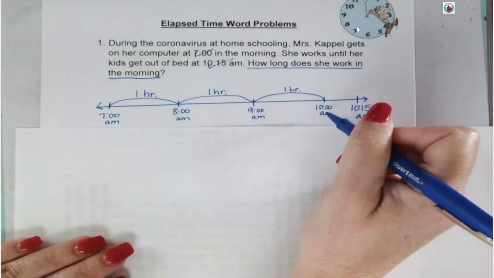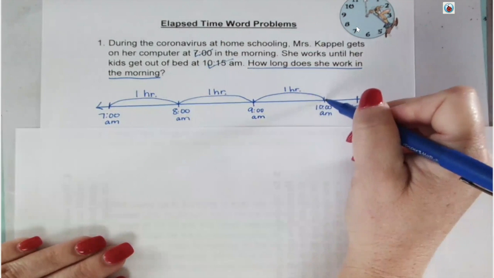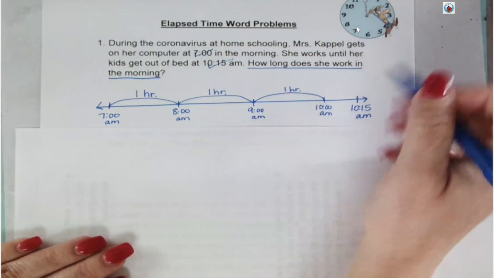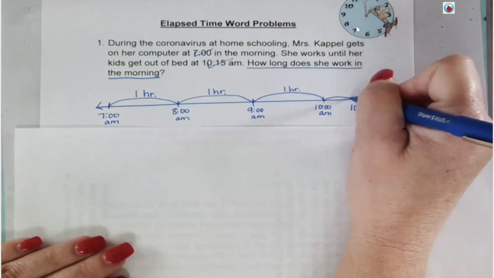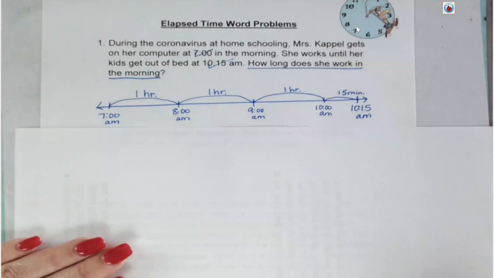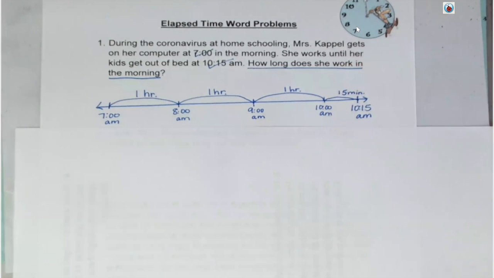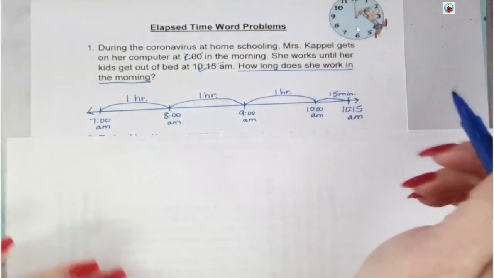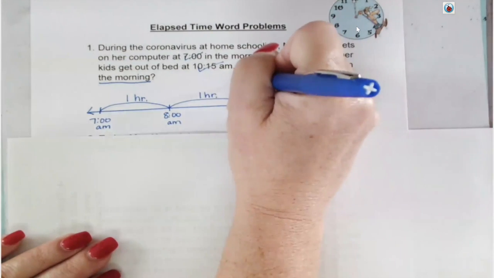Now that I'm at 10 o'clock, some of your children might need to do little jumps of 5 minutes, and they could do 5, 10, 15. Some of them can just do a smaller jump here, and they know that that is a distance of 15 minutes. Now you can see how I label my hours and how I label my minutes. Now what we need to do is calculate how much time passed. I can put my hours together, and I can see that that is a distance of 3 hours.